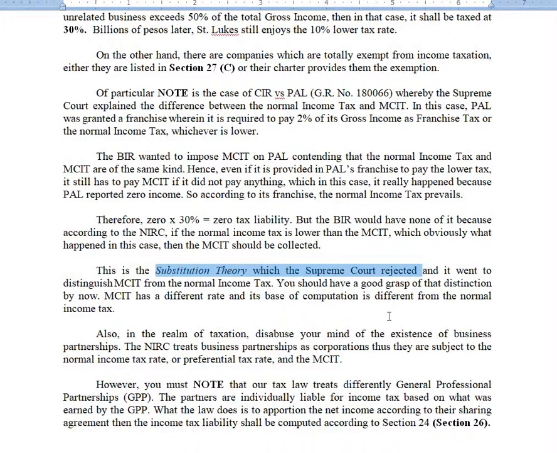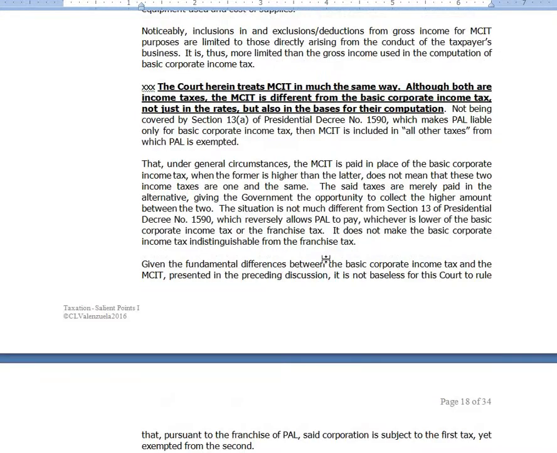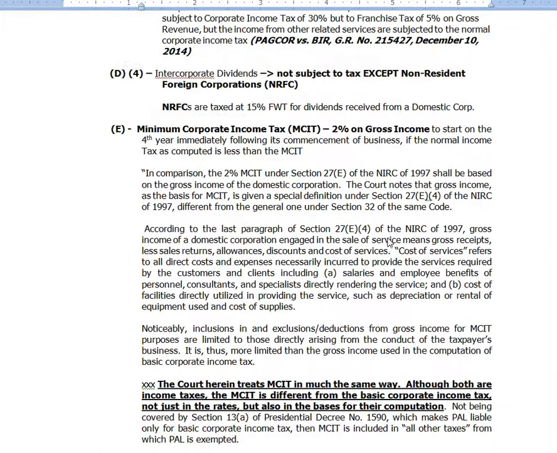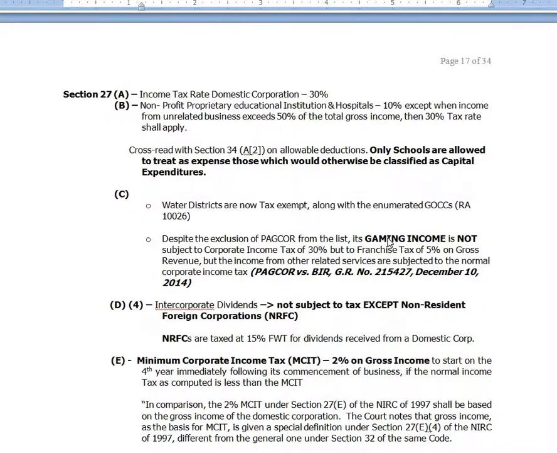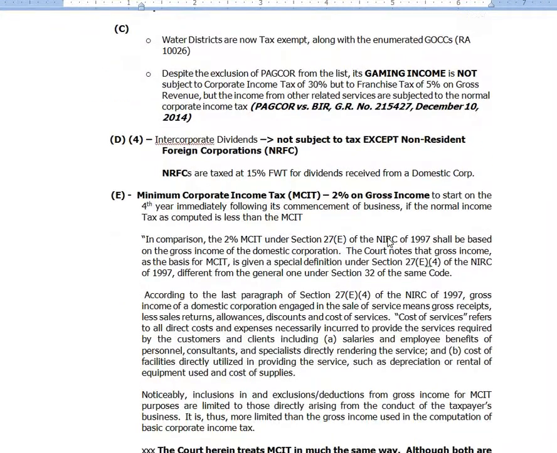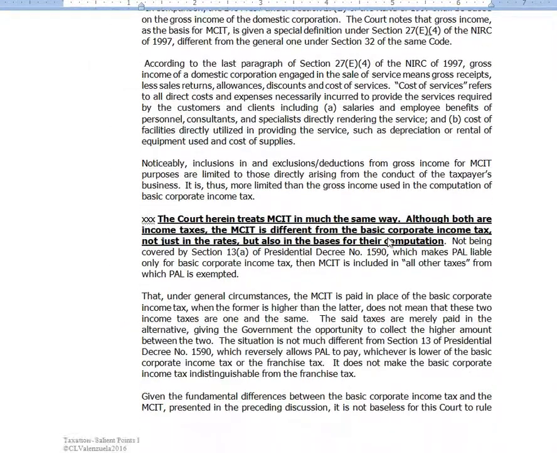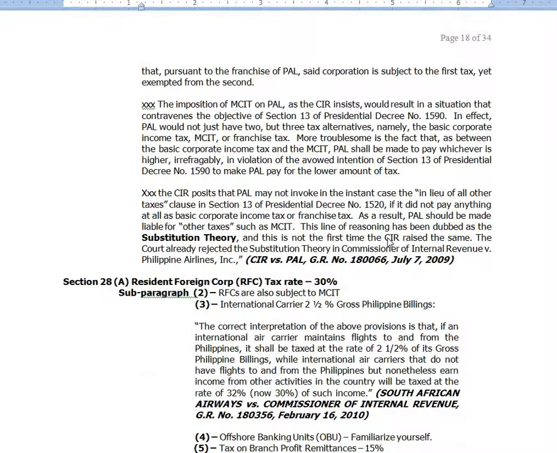Okay, you should have a good grasp of that distinction by now. MCIT has a different rate and its base of computation is different from the normal income tax. Okay? So, just remember, MCIT, as discussed in the case of PAL, is different from the normal income tax or the basic corporate income tax rate. So, that's about it for Section 27E. Next, we will discuss Section 28.